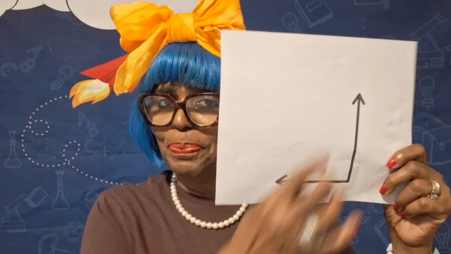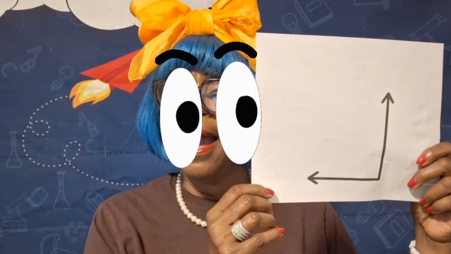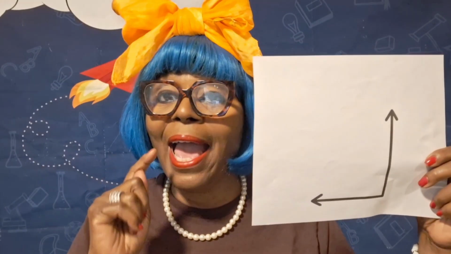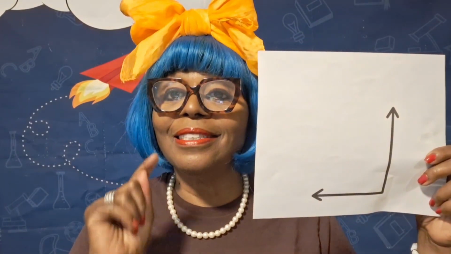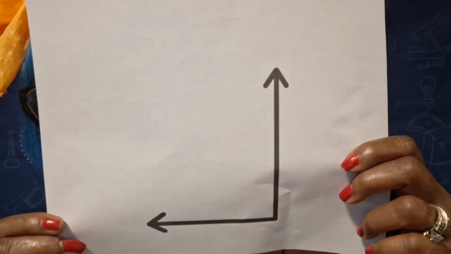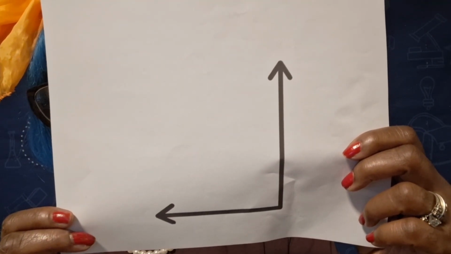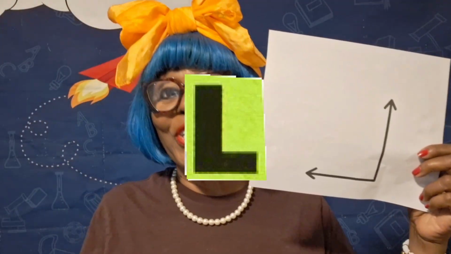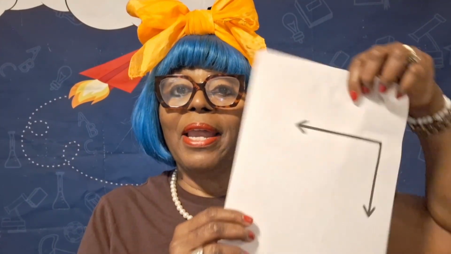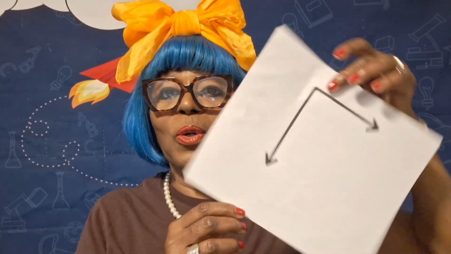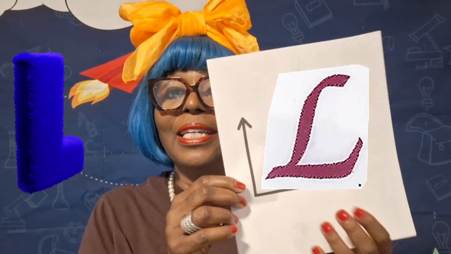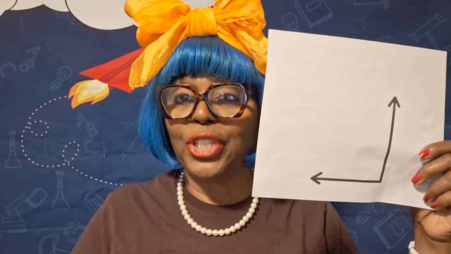Now look at this image. What letter of the alphabet does the right angle resemble? Look closely. What letter? Very good. I heard you. The L shape. No matter how you turn it, it looks like an L. And the right angle is like an L shape.